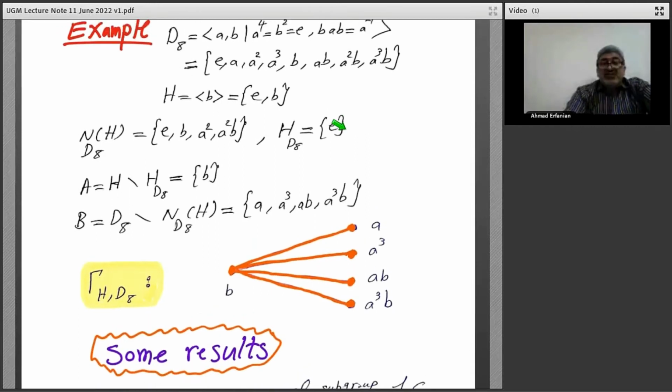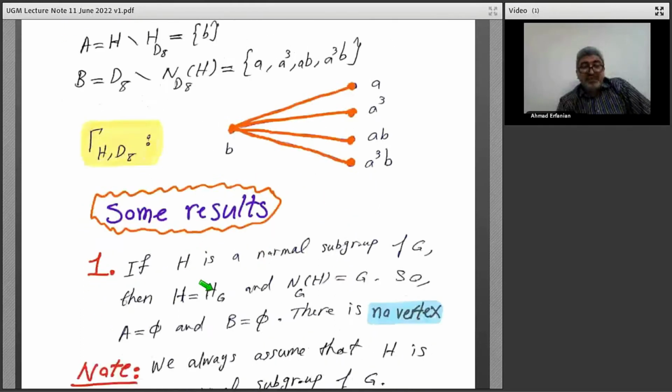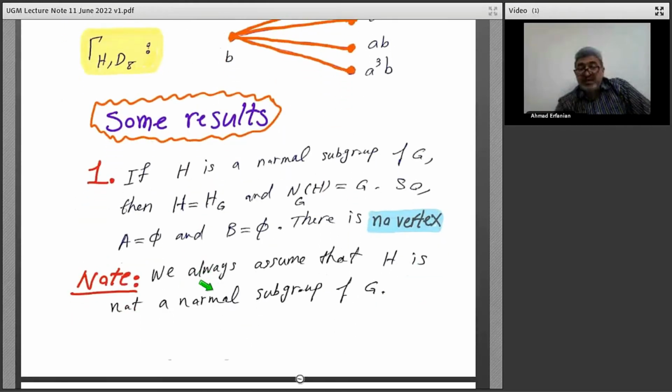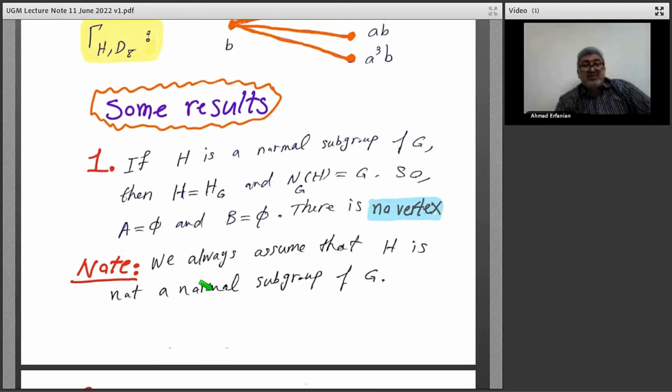And similarly for dihedral group, if we take subgroup H consisting of identity and an element B of order 2, again we will have K_{1,4}. Here are some results about the non-normal graph.